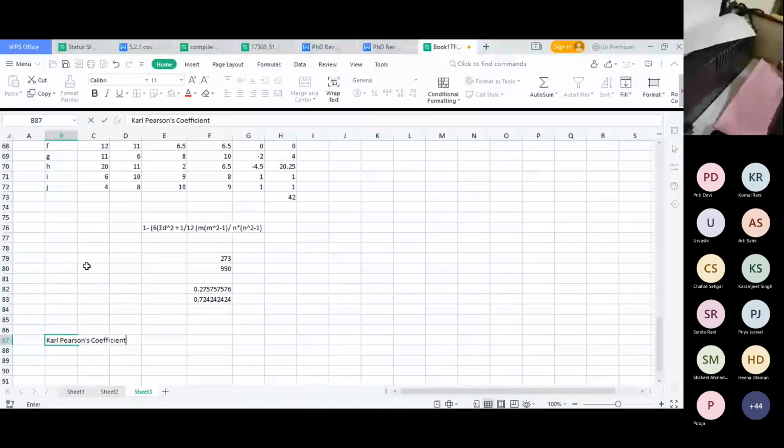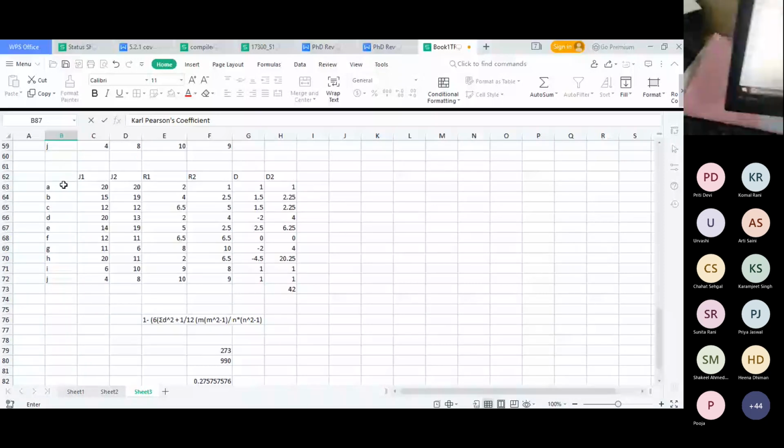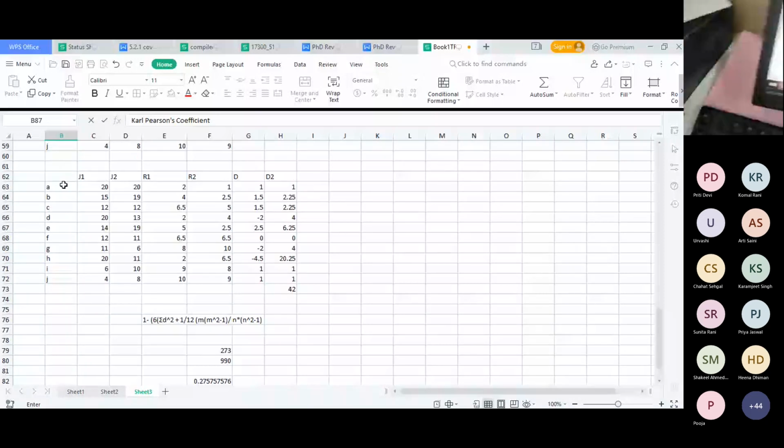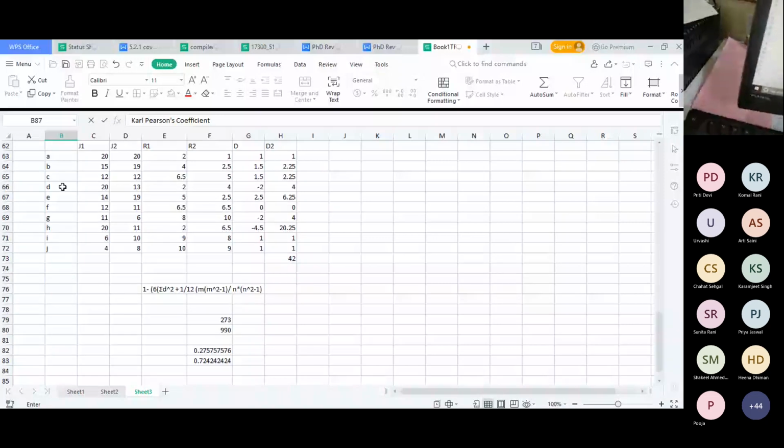The correlation will always be between two variables. If we have to check the correlation between more than one variable, we have to check two at a time. Suppose three judges are there, J1, J2, J3. We check J1 versus J2, J1 versus J3, and J2 versus J3. At a time we take two to calculate the individual correlation coefficients, and so on.